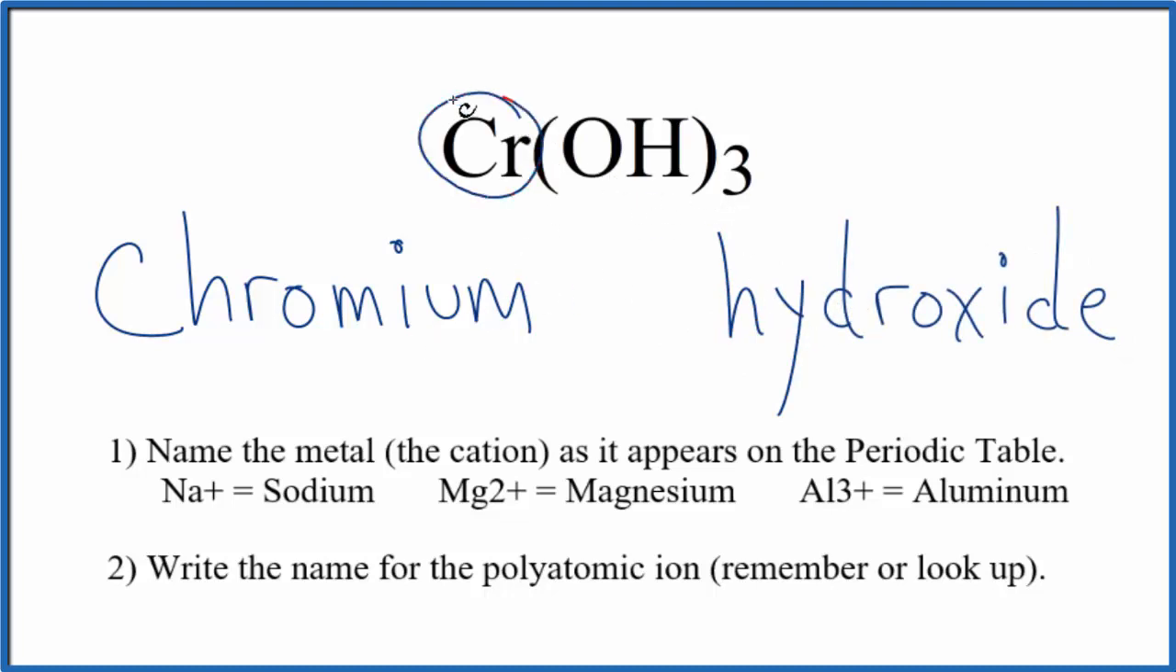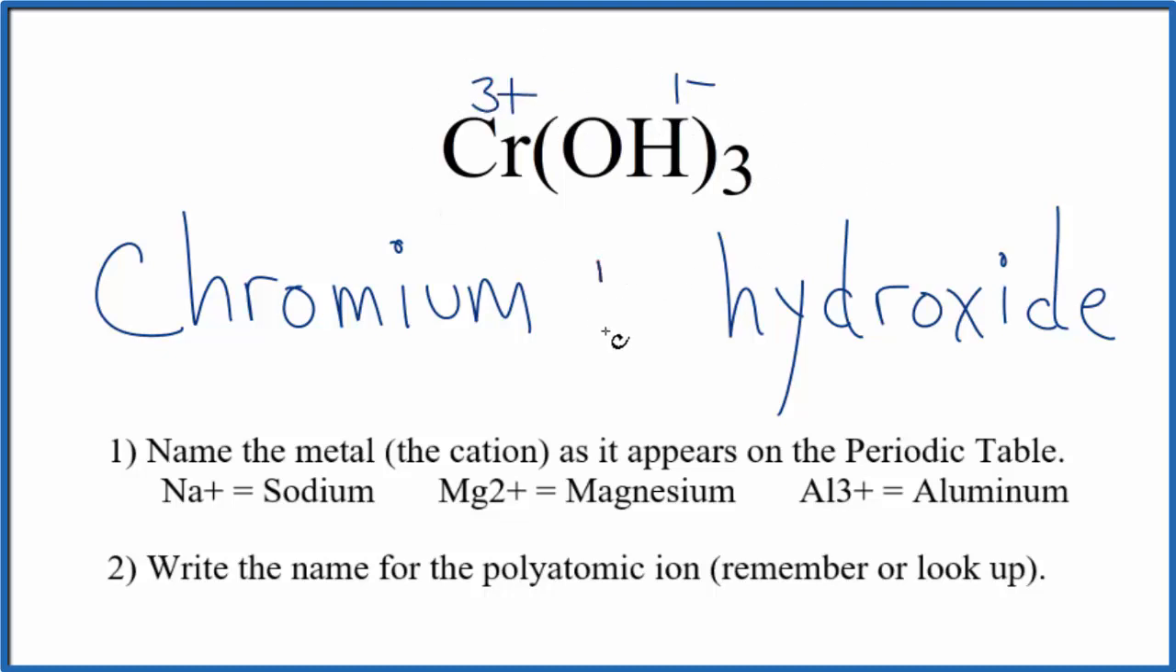But Cr, chromium, that's a transition metal. It can have different charges depending what it's bonded to. Here, it's bonded to these 3 hydroxide ions. Each hydroxide ion, the whole thing, has a 1- ionic charge. So 3 times 1-, that's 3-. The chromium has to be 3+ to have a net charge of 0.